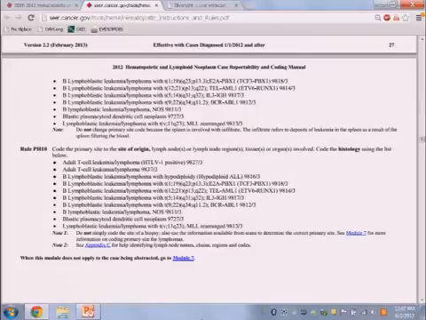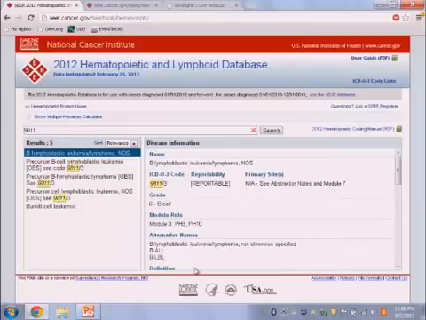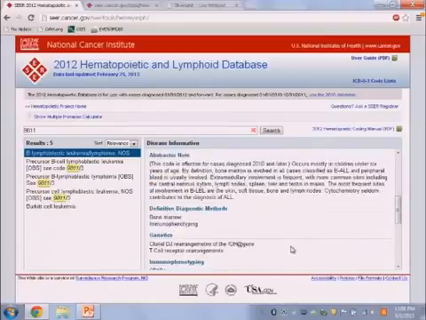The difference is very simple in that it will change your staging a little bit. But it's going to be stage 4 no matter what, because there's bone marrow involvement. And we're going to talk about staging at the very end. So we have our primary site, we have our histology. Is there anything else we want to look at here?